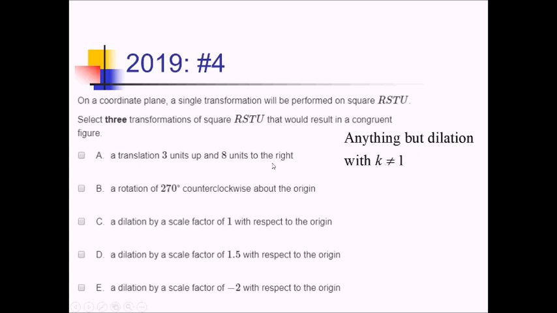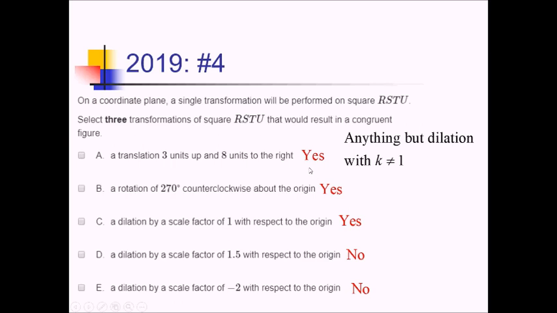So taking a look at our answer choices, a translation, it doesn't matter where you're moving it, it's not going to change the shape, so that's fine, or the size. Rotation of any amount is also going to give us a congruent figure. It'll be facing a different way, but we don't care. Dilation with a scale factor of 1 with respect to the origin. So that is not going to change anything. We're just multiplying all the dimensions of the shape by 1. So that gives us a congruent figure. Scale factor of 1.5, on the other hand, will not give us something congruent, and neither will a scale factor of -2. Has a reflection built in there with that negative, but that's not really the deal breaker. It's the 2 that messes us up.